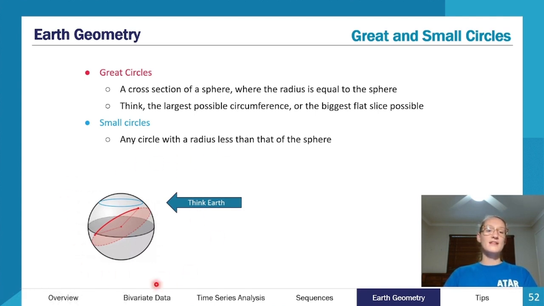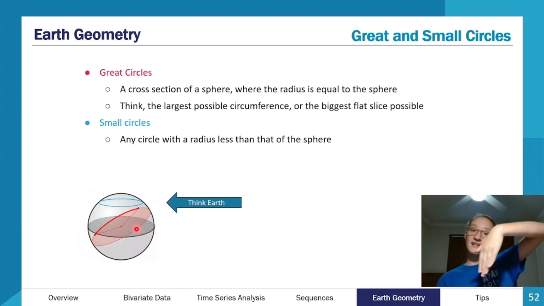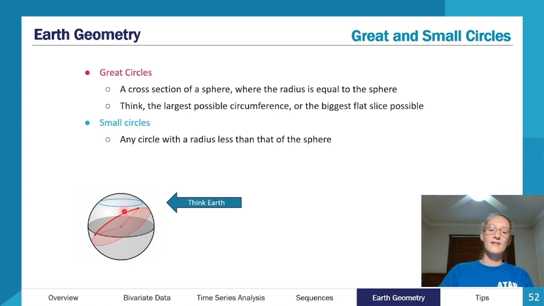So let's pretend this model is Earth here. Have a look at this gray plane here. If this was the Earth, this would be our equator. That's our horizontal ring around the Earth that we call our equator. So the equator is an example of a great circle because it's one of those biggest possible flat slices. And this red line here is also an example of a great circle, because that flat slice can be spun any way around the sphere. But that's not really relevant when we're looking at latitude and longitude, it just illustrates what a great circle is.